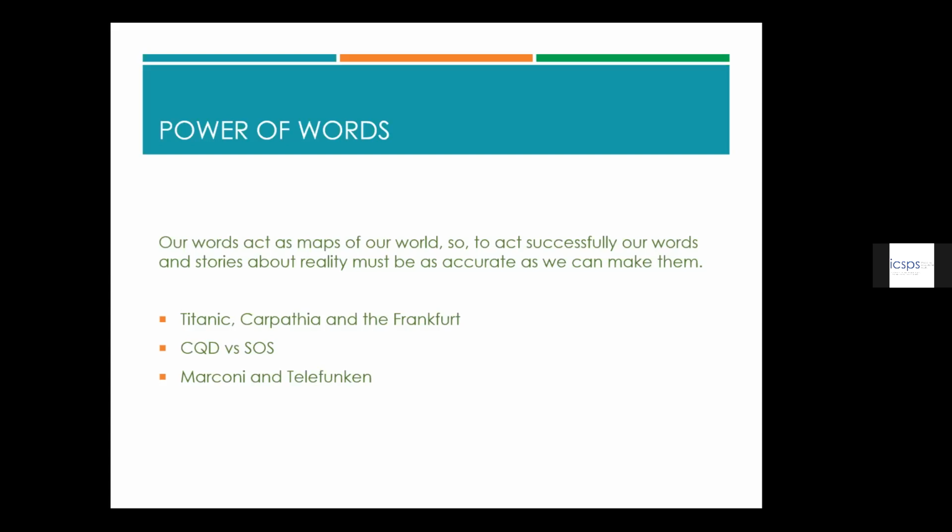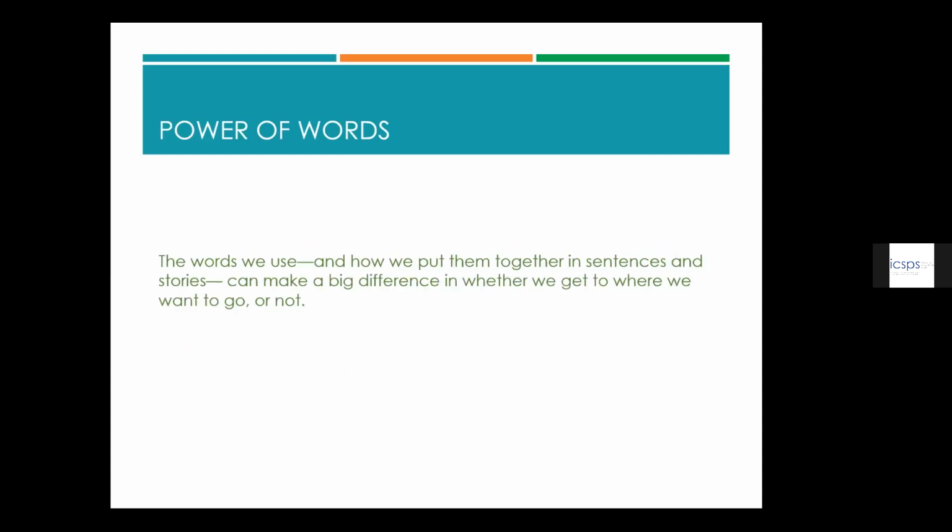And it's really important for us to understand where we're going to be. So the words we use and how we put them together in a sentence, in a story, can make a difference in whether or not we get to where we're going to go or not. And whether or not the Carpathia shows up 4 hours later, or the Frankfurt would have showed up in 2 hours' time. And this is kind of a fun little history nerd thing, but the idea is still the same with our classrooms. Are we painting a picture with our words to get to where we want to go?